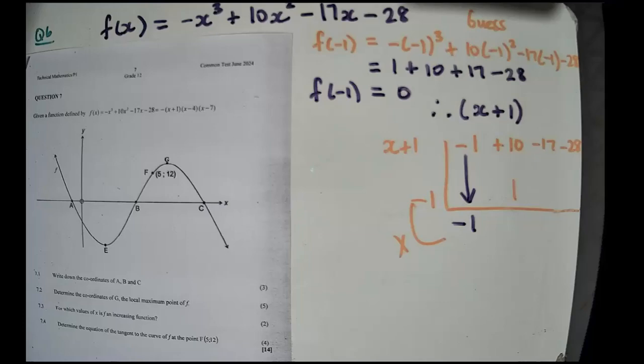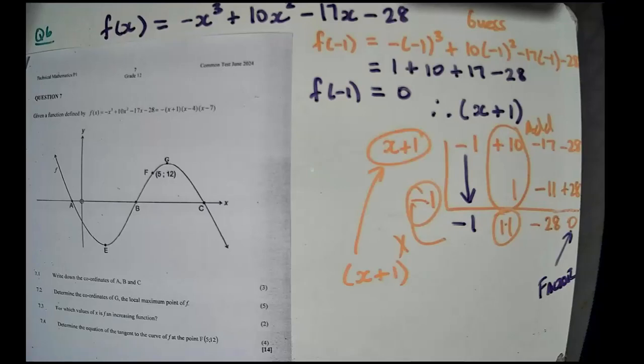Okay, so minus 1 times minus 1 is 1. The next step is to add. So plus 10 plus 1 is plus 11. Right, then we're going to multiply minus 1 times 11, which will give us minus 11. The next step is to add minus 17 and minus 11. That's going to give me minus 28. Then it's minus 1 times minus 28 will give me plus 28. Minus 28 plus 28 is 0. This means that's a factor. So x plus 1 is definitely a factor if I end up with a 0 at the end.